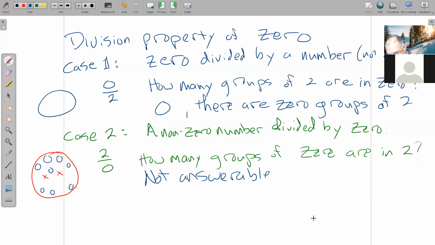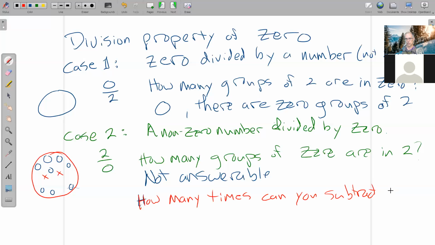And somebody might say, oh, well, that's just not answerable by that model for division. Why don't you try a different model? Okay, I'm going to try a different model. So the other model we had was the subtractive model. And the question that one asks, let's use a different color, red maybe: how many times can I subtract 0 from 2 to get close to 0?